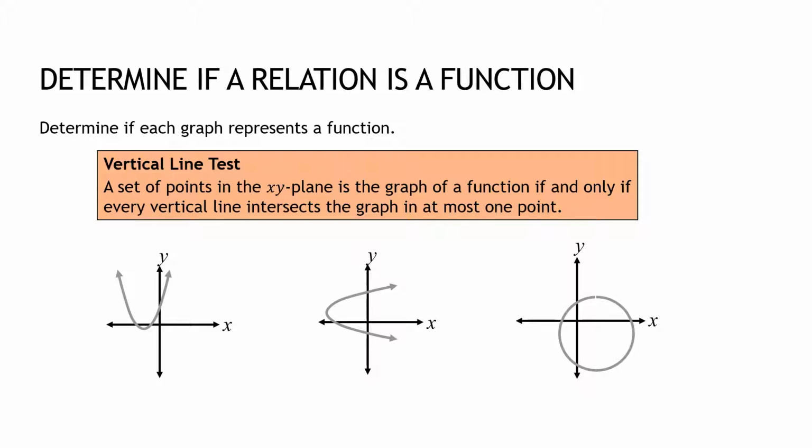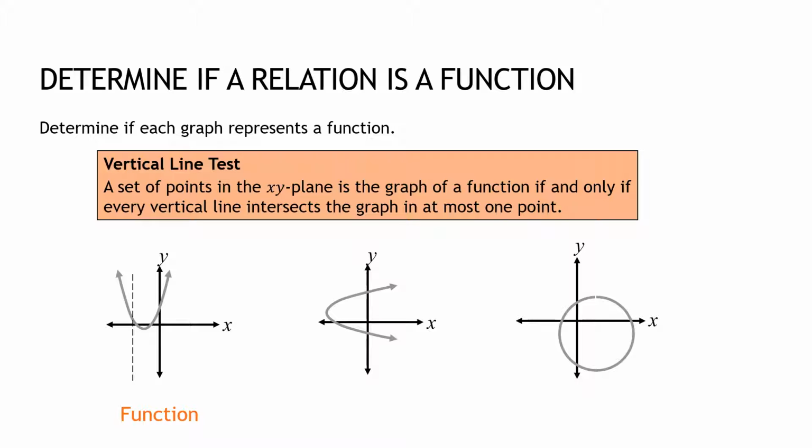So let's say now instead of the ordered pairs, we have the actual graph. This is the easiest one. If it's already graphed, we can do the vertical line test. And the vertical line test says, if you can draw a vertical line and it only ever intersects the graph at one point, then it is a function.